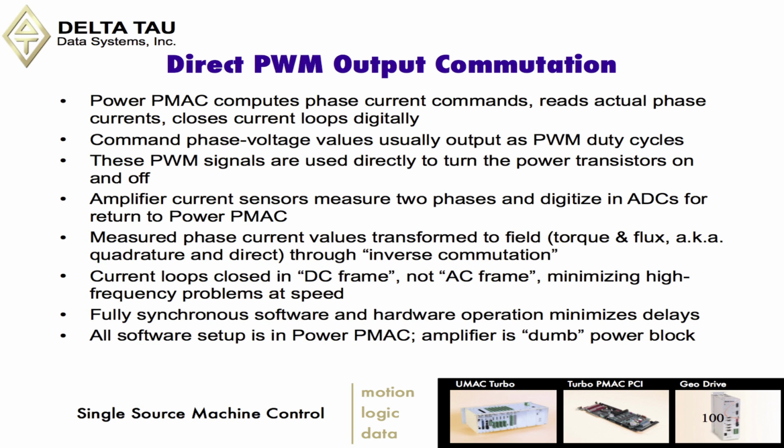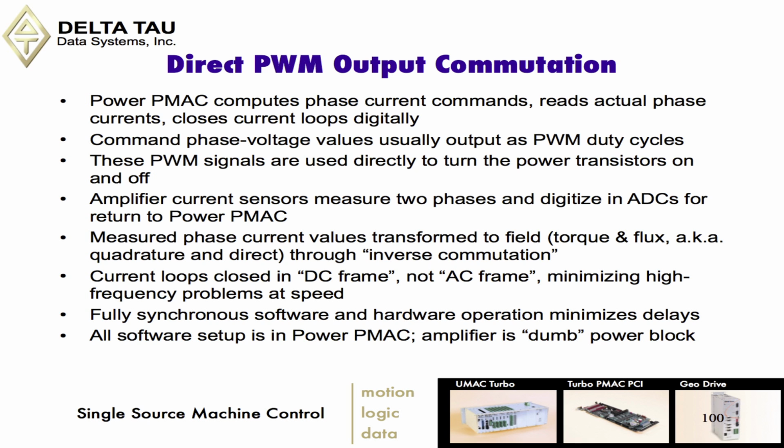So the command phase voltage outputs, in most cases for our products, are PWM outputs, and then these PWM signals are used to directly turn the power transistors on and off. So there's the PWM A, B, and C. There's tops and bottoms, and this turns on the transistors directly in our drive product. So this is the way that we've designed it so that Power PMAC is doing all the calculations, and the drive end is just a simple power block amplifier.